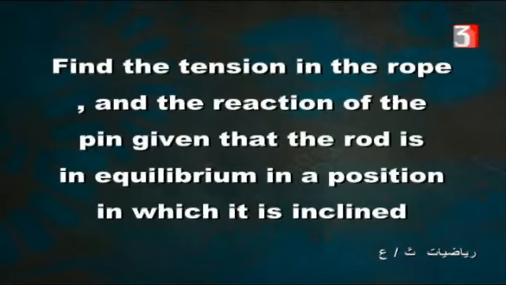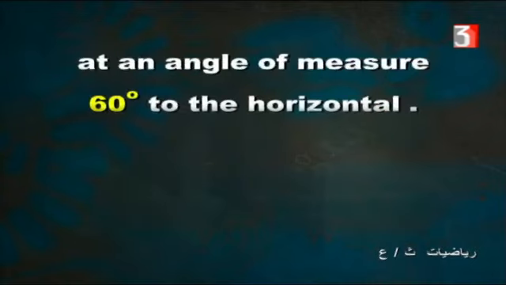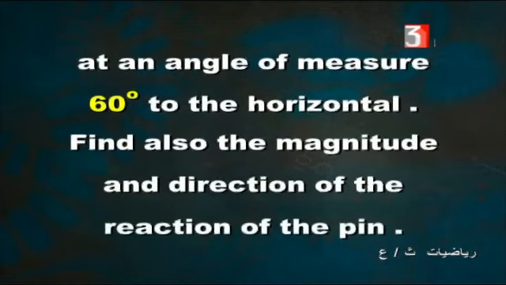What is required? Find the tension in the rope and the reaction of the bend, given that the rod is in equilibrium in a position in which it is inclined at an angle of measure 60 to the horizontal. Also find the magnitude and the direction of the reaction of the bend.